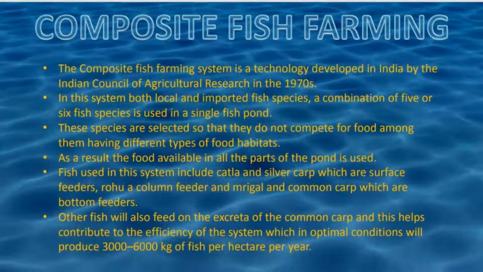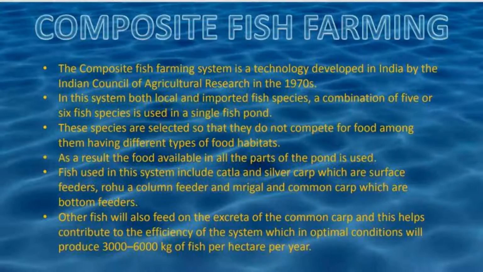Now, composite fish farming. It is a method in which different types of fishes are cultured at the same time in the same area. So we'll see what is composite fish farming and what are the benefits of composite fish farming. First, the composite fish farming system is a technology developed in India by the Indian Council of Agricultural Research in the 1970s. In this system, both local and imported fish species, a combination of 5 or 6 fish species, is used in a single fish pond.